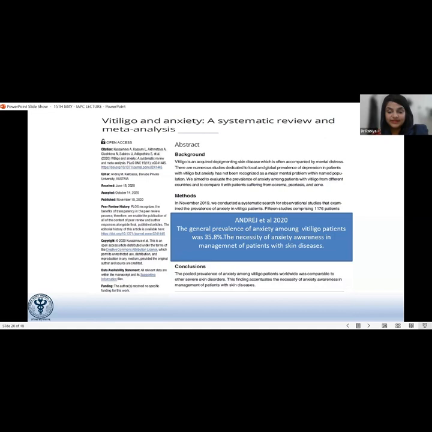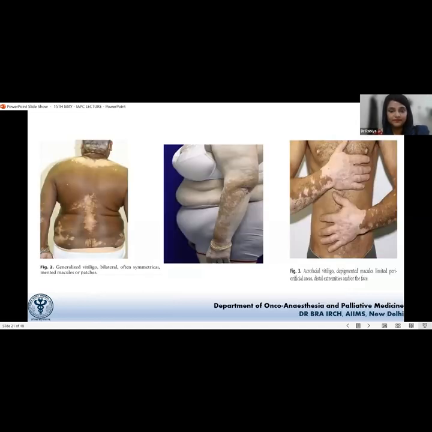Now, this is another study by Andrich et al., 2020. The general prevalence of anxiety among vitiligo patients was 35.8%, and the necessity of anxiety awareness in the management of patients with skin disease is of utmost importance. So you can see it can be segmental vitiligo, generalized vitiligo, which is bilateral, often symmetrical macules or patches. Or it can be universalis, meaning the whole body has loss of melanocytes leading to vitiligo.